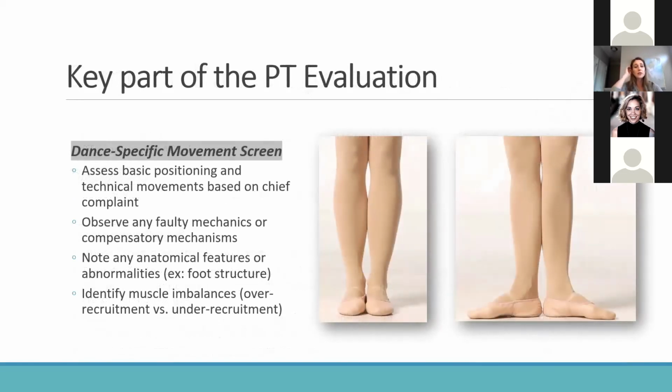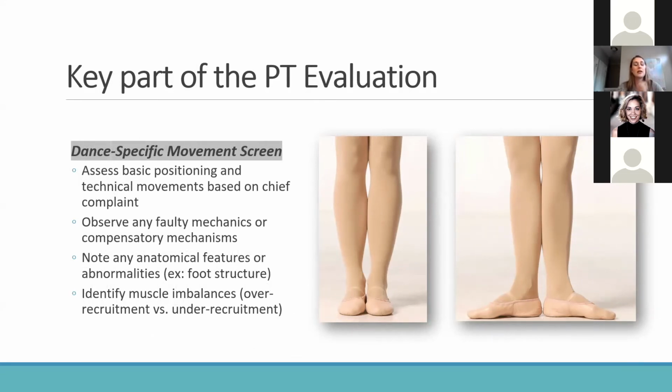All right, so after we've taken the subjective exam, we've talked about the chief complaint and past medical history with this dancer, we want to go into our objective exam. And of course, we're going to be looking at their gait patterns, their active range of motion, passive range, joint mobility, muscle length testing, strength testing. But a huge and really key part of what makes it important and maybe different from a typical orthopedic patient is having that dance-specific movement screen.